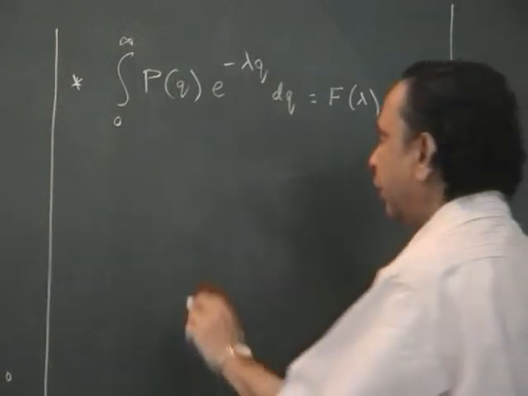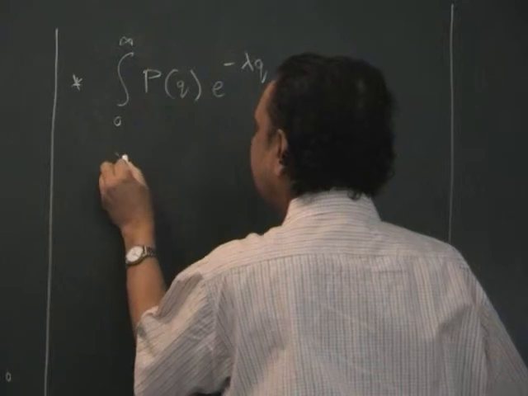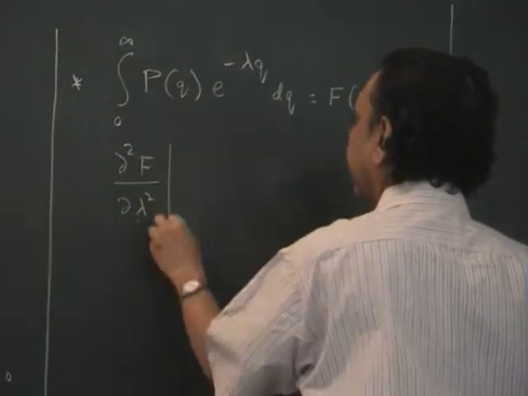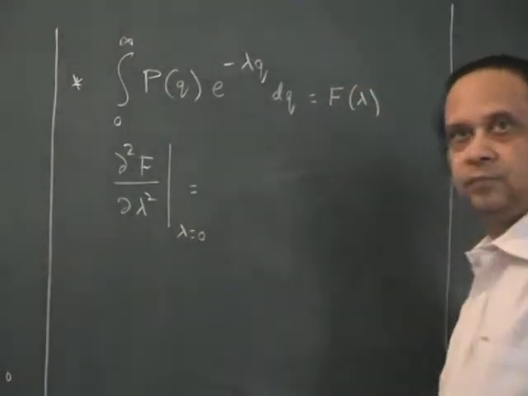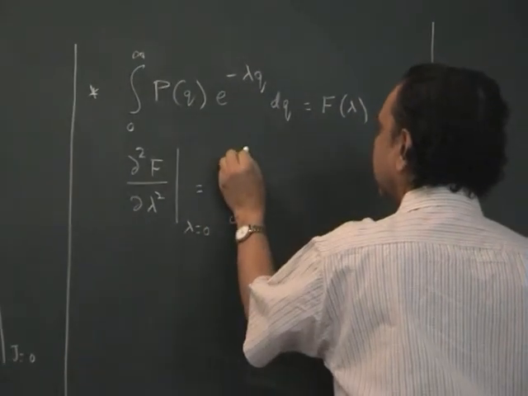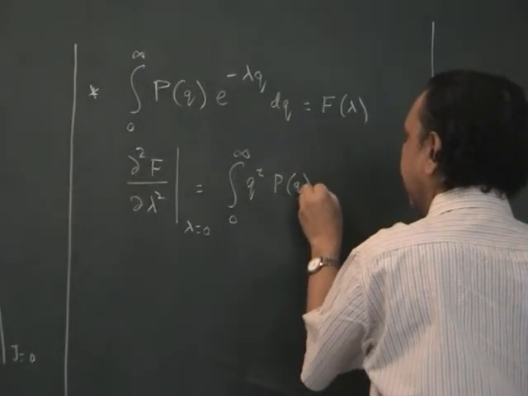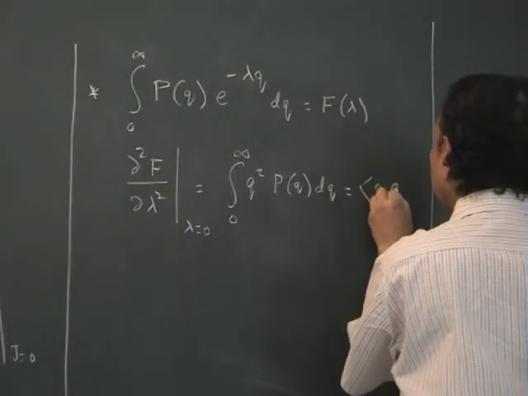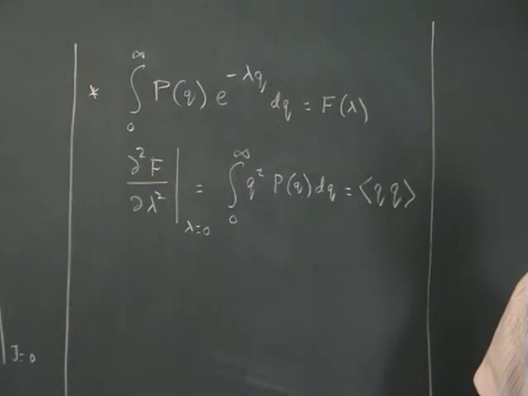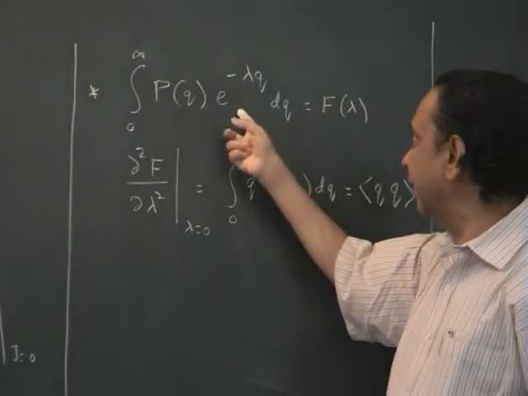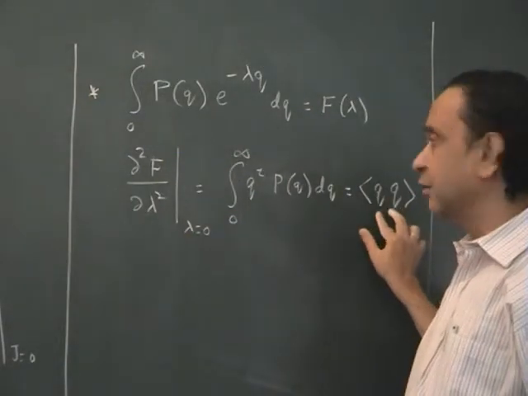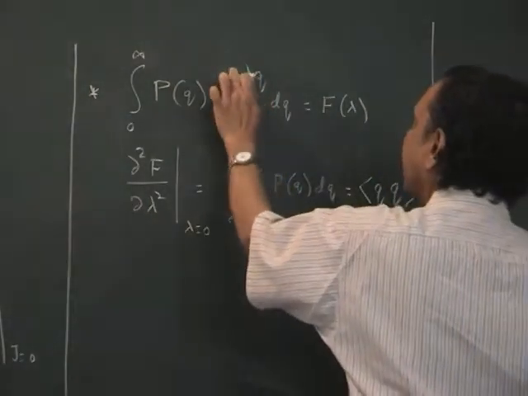Right? Now suppose I compute from this d square F by d lambda square evaluated at lambda equals 0. If I evaluate 2 derivatives of lambda, I will bring down 2 Q's. And then I am going to put lambda equals 0. So I would have got integral 0 to infinity Q square P of Q dQ. This is nothing but expectation value of QQ, so to speak. So these probabilities are normalized, so there are no extra factors which come in there. But what it tells you is that if I have a P of Q and I have evaluated this quantity as F of lambda, then 2 derivatives of that evaluated at lambda equal to 0 gives you the expectation values of this.